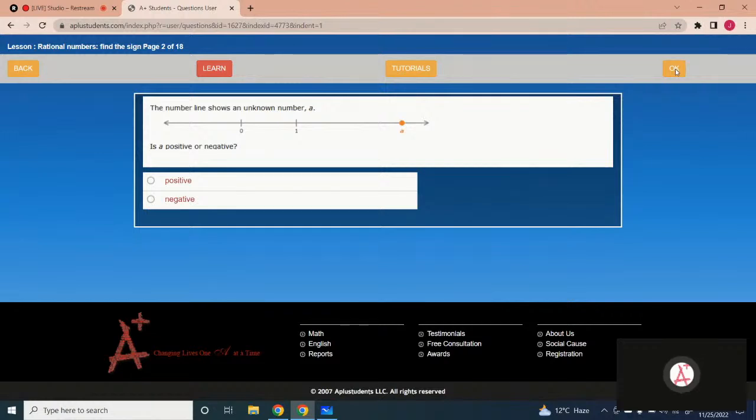The number line shows an unknown number a. So a is at the right hand side of the zero. So is it positive or negative? Yes, it would be positive because it is on the right hand side of the zero. So just select the correct option, then click on the OK button.